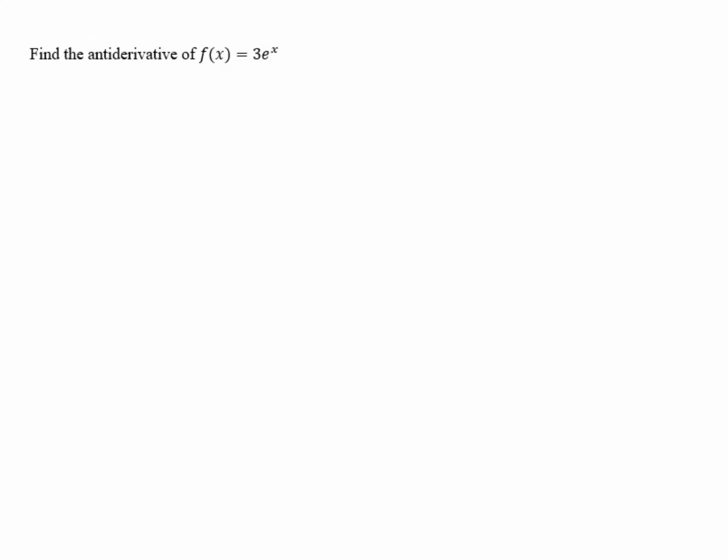Find the antiderivative of f of x equals 3 times e to the x. We've seen a couple of examples of antiderivatives so far, but we don't really have the hang of it yet. We don't have that much practice, and we don't really have any rules to use. So what I want to do is just play around with this a little bit.